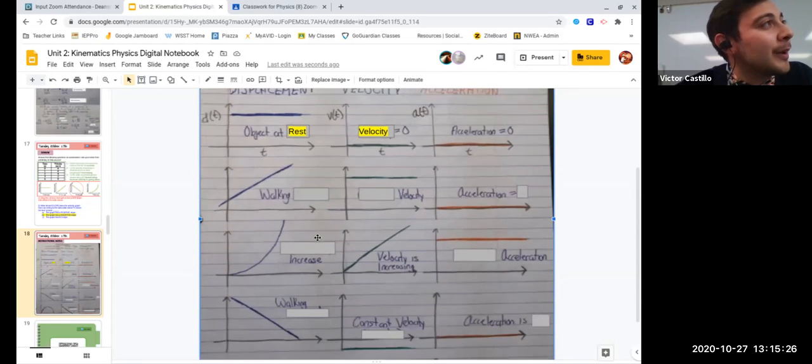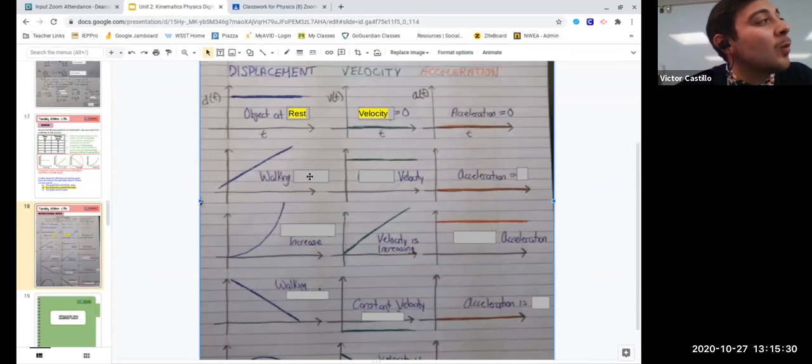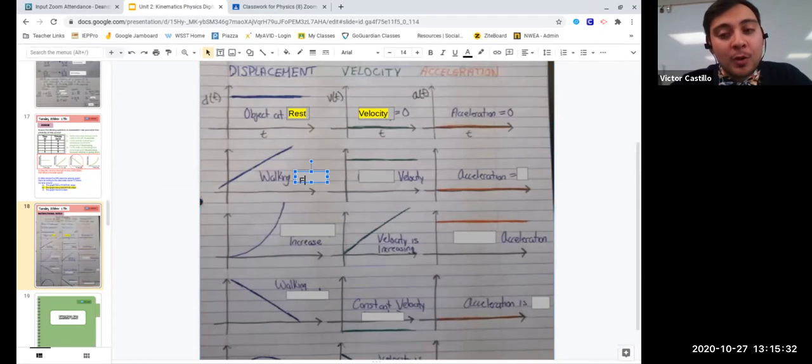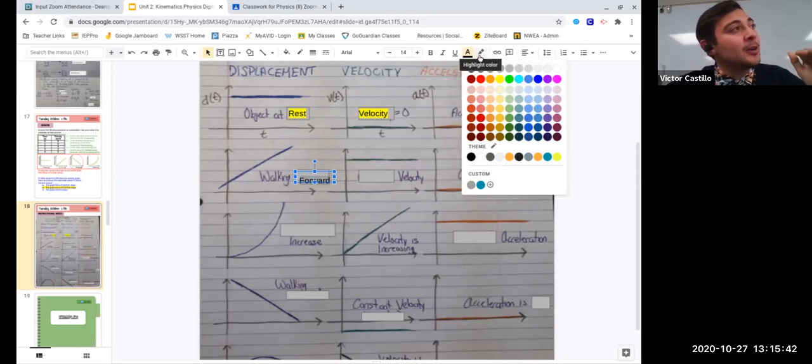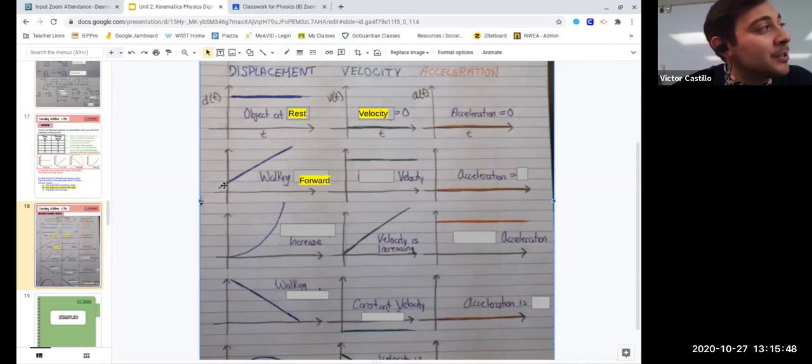Let's go on to the next one real quick. Let's go with walking. What happens if I walk? Let's say I walk forward, okay? Let's say Mr. Castillo is walking forward. As you see in the displacement graph, it is going up. The slope is a positive slope. That means I'm actually changing my position. My original position and my final position are different. So I'm walking away from my original position. So I'm finally moving, right?